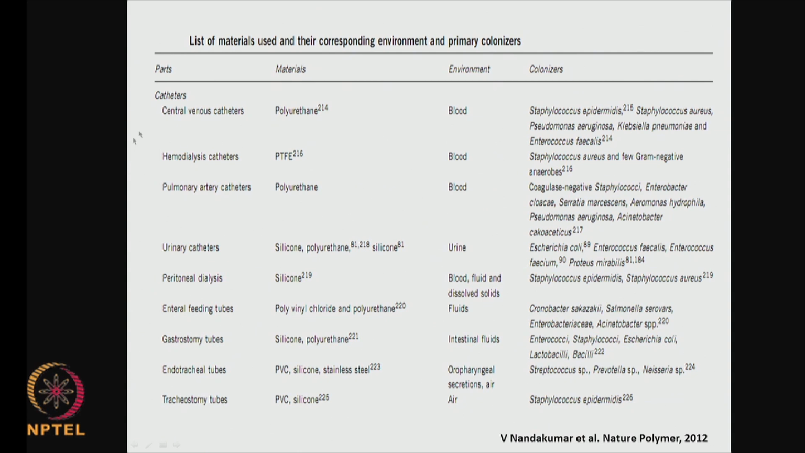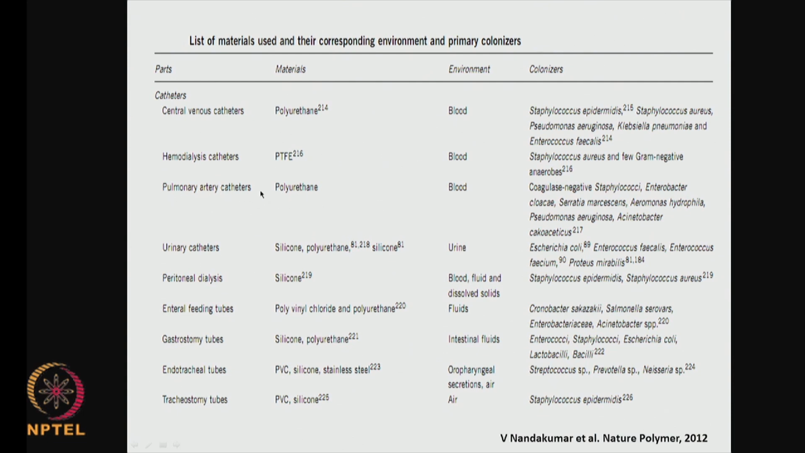For example, if you look at central venous catheters made of polyurethane, the environment is blood, but still you can have Staphylococcus epidermidis, Staphylococcus aureus, or Pseudomonas or Klebsiella type of biofilm. Look at hemodialysis catheters. Polytetrafluoroethylene is used here. Again the environment is blood, and again you find Staphylococcus aureus or gram-negative anaerobes.